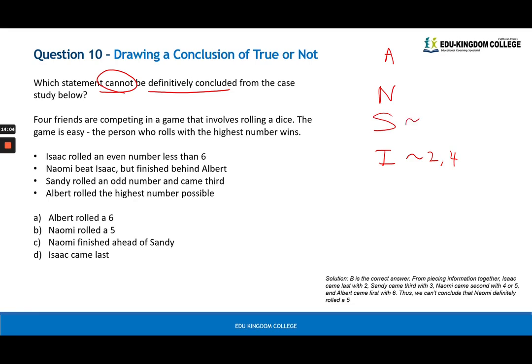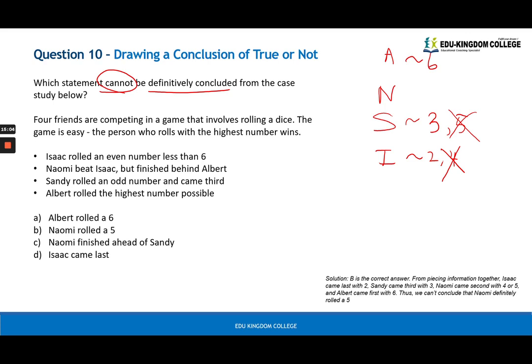So if Isaac rolled a 4, right, Sandy, Naomi, and Albert cannot have enough numbers to roll, so he must have rolled a 2. The next odd number is 3. We have 3 or 5, right? Again, Sandy can't be 5 because there's not enough for the other 2, so she must be 3. Albert rolled the highest number possible, must have rolled a 6.